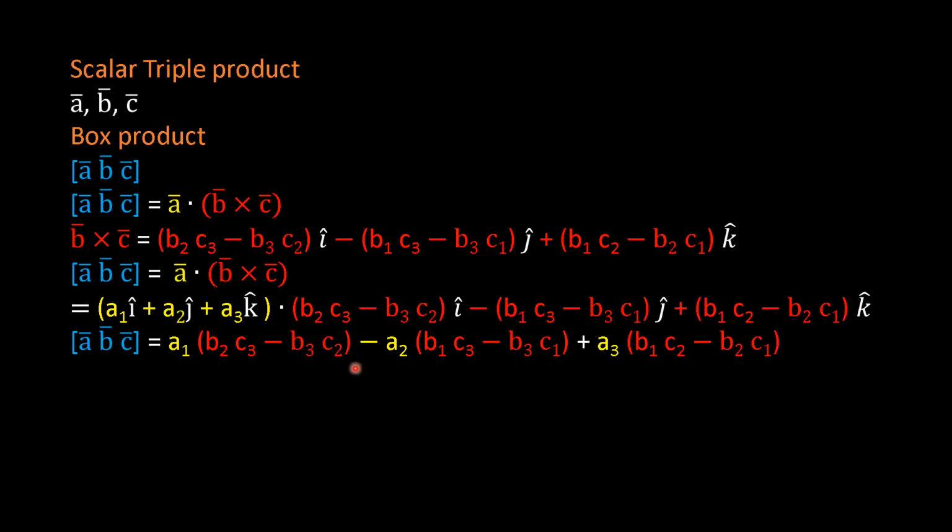Now this right hand side can also be written in the form of a determinant, which will be a1 a2 a3, b1 b2 b3 and c1 c2 c3. So box a bar, b bar, c bar is nothing but a determinant in a1 a2 a3, b1 b2 b3 and c1 c2 c3.